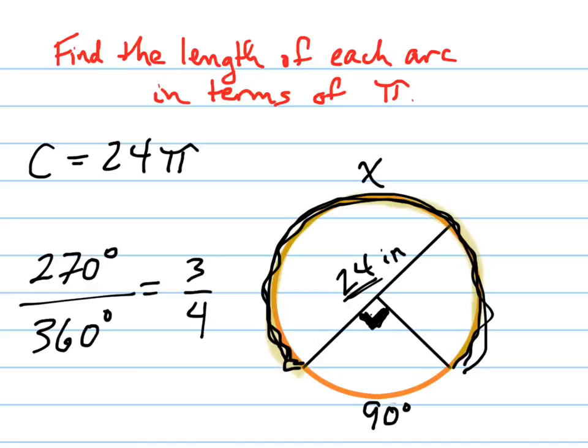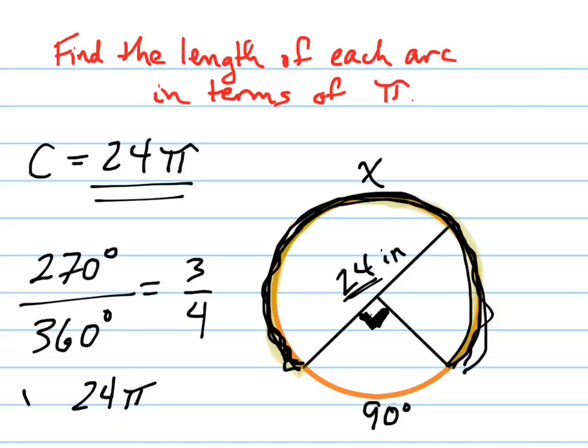So this arc that we're looking for, x, is 3/4 of the entire circumference. And what's the entire circumference? 24 pi. So how do we do that? We multiply, so x equals 24 pi times 3/4.